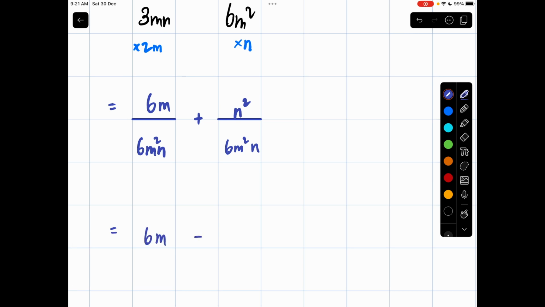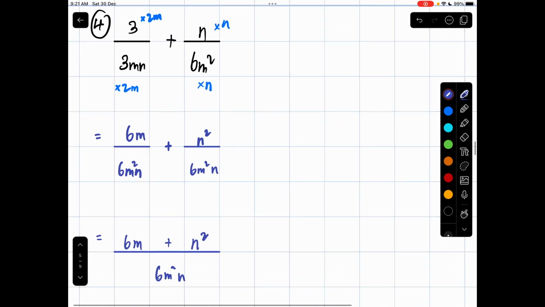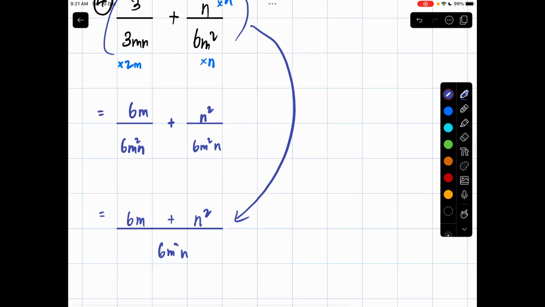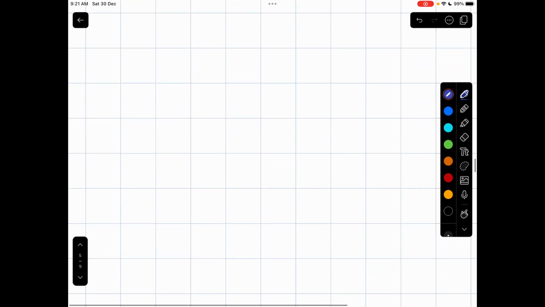6m plus n squared over 6m squared n. This is what we have as the final result from this particular expression. That's it. Moving on to the next question.